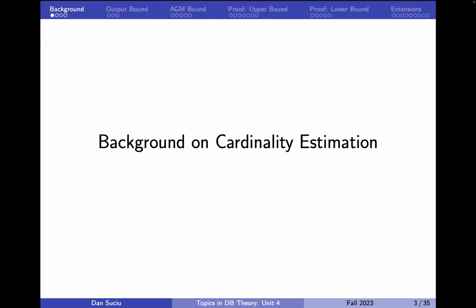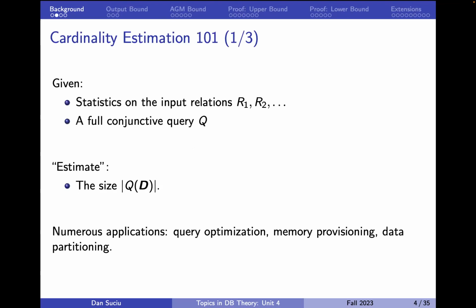Good. So let's talk about the AGM bound, which is a form of cardinality estimation. How many people here know classical cardinality estimation, like a database textbook cardinality estimation? How many people know this? Okay, not that many. So I have 3 slides. Cardinality estimation 101, what everybody should know. So this is what every database system needs to implement.